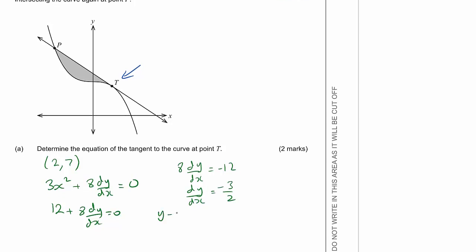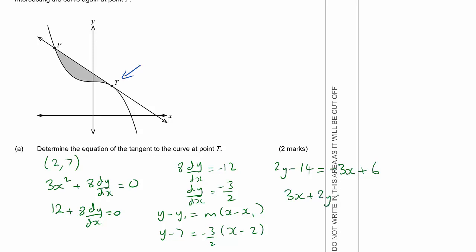So we can use y minus y1 equals m(x minus x1). And so y take away 7 is equal to negative 3 over 2 (x take away 2), giving me 2y take away 14. So I'm just bringing that 2 up there and multiplying out, is equal to negative 3x plus 6. So we can write that as 3x plus 2y equals 20, or equivalent.